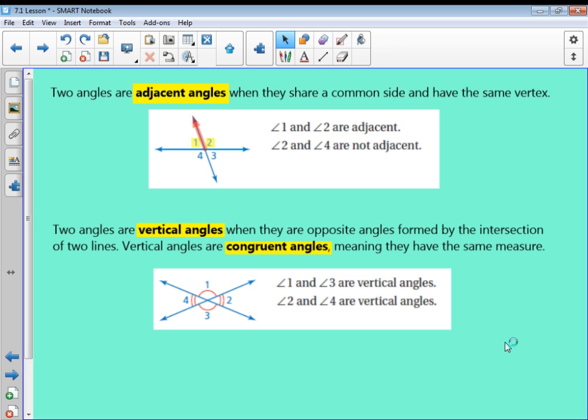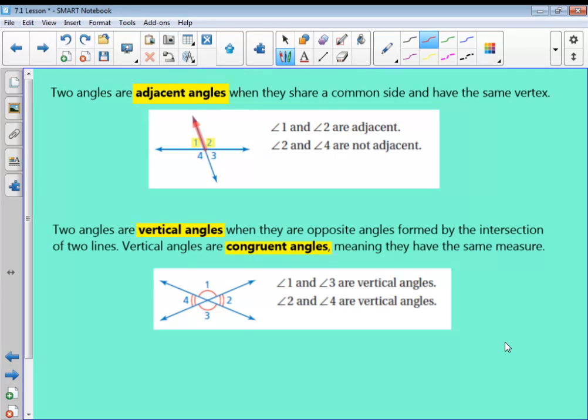Okay, in this lesson, we're going to review or understand what adjacent and vertical angles are, as well as congruent angles. So adjacent angles are going to be two angles that share a common side and have the same vertex, okay? They're right next to each other, adjacent, connected, okay?